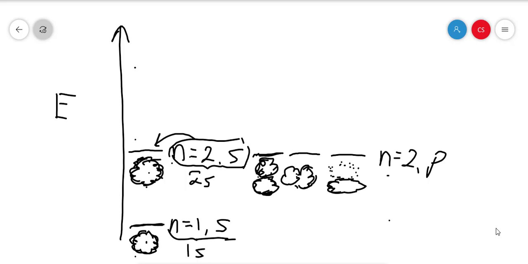So those are 3 different p orbitals, but they're all at n equals 2. So this set here we could designate as 2p orbitals, and there's 3 of them. So this is what I meant by the 2p subshell.